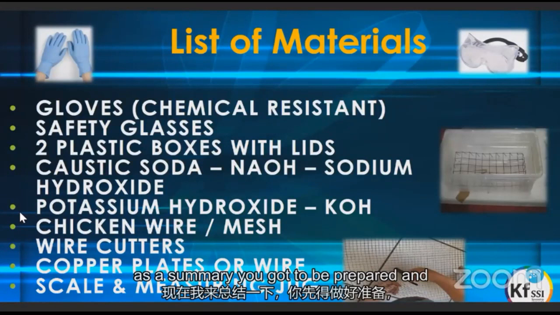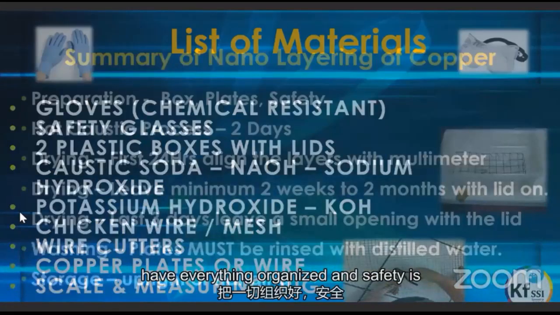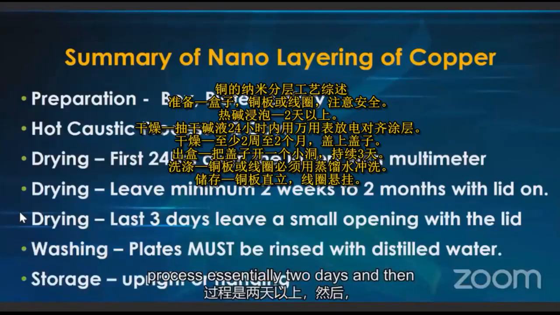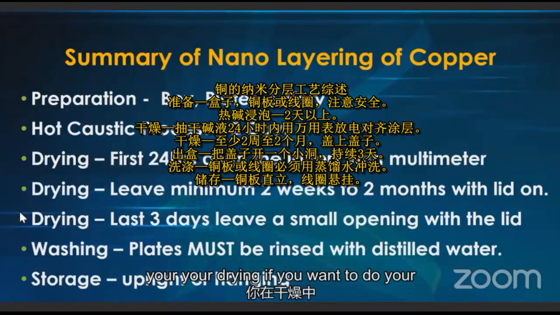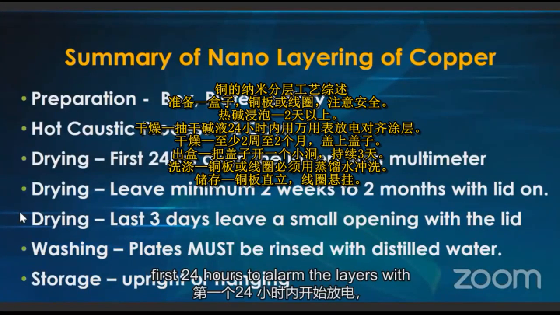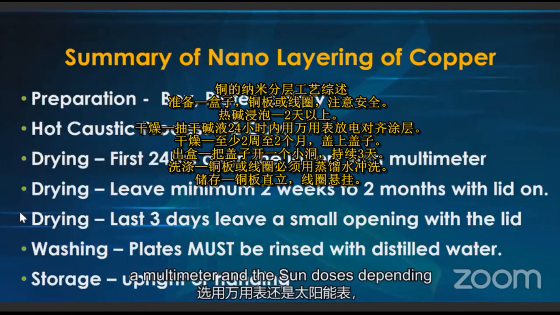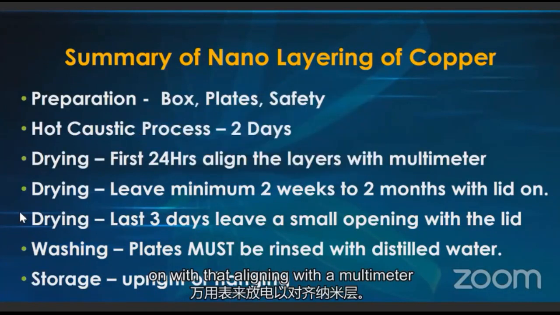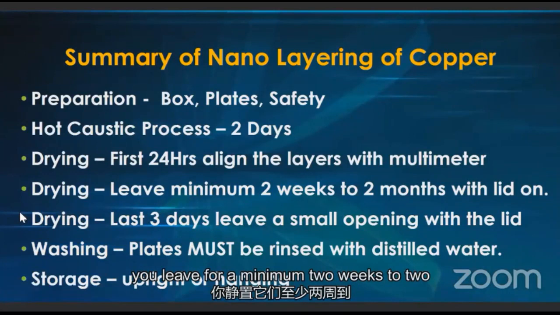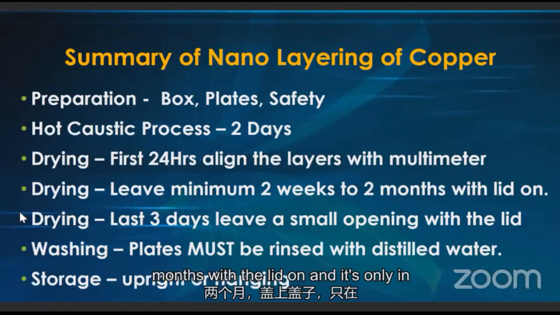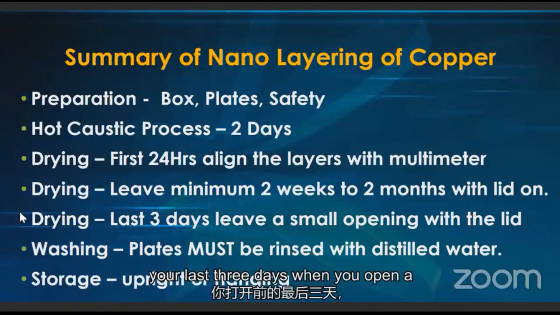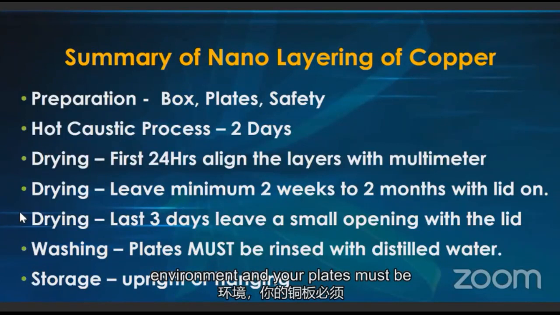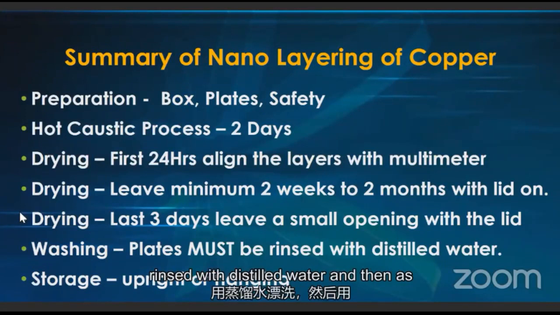So as a summary, you've got to be prepared and have everything organized, and safety is very, very paramount. So your hot caustic process is essentially 2 days, and then your drying, if you want to do your first 24 hours to align the layers with the multimeter, and as Sandro says, depending on what you're wanting to do, you can carry on with that aligning with the multimeter. You leave for a minimum 2 weeks to 2 months with the lid on, and it's only in your last 3 days where you'll have a small opening with the lid to change that transition of the environment. And your plates must be rinsed with the distilled water.